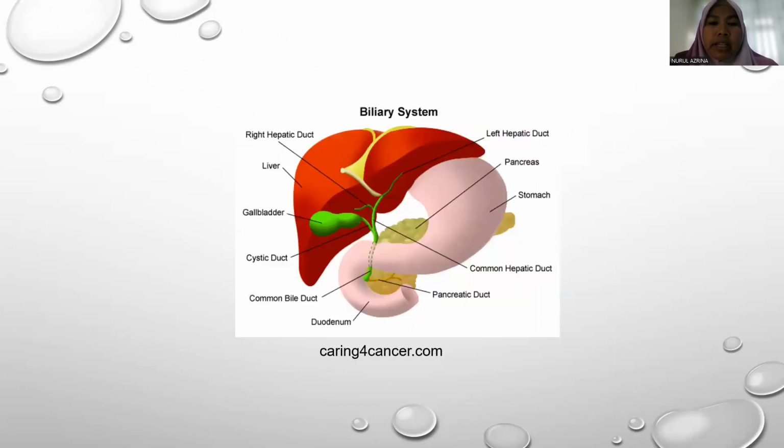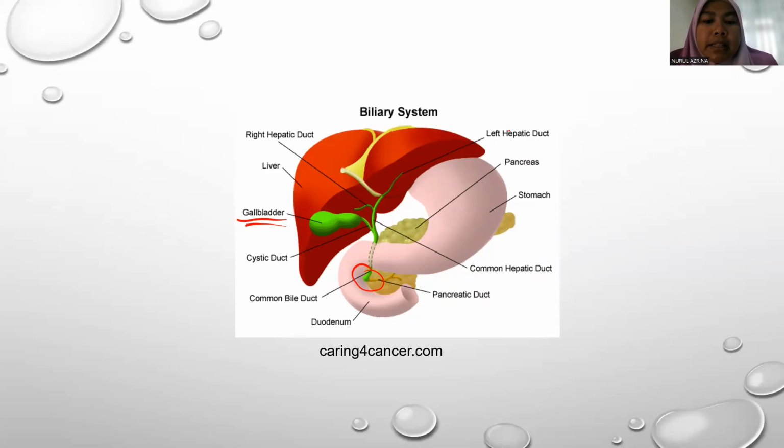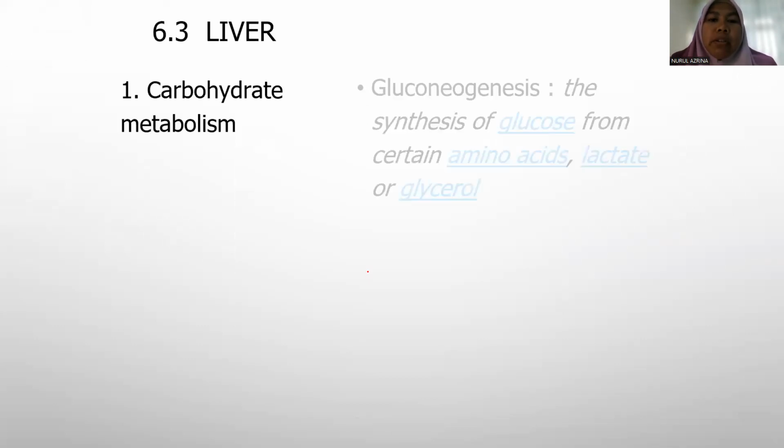So this is the detailed structure of the liver. You can see this is the gallbladder, connected very close to the pancreas. And over here we have the hepatic duct, pancreas, bile duct, duodenum, and the stomach. Now let's see here. These are a few functions of the liver.